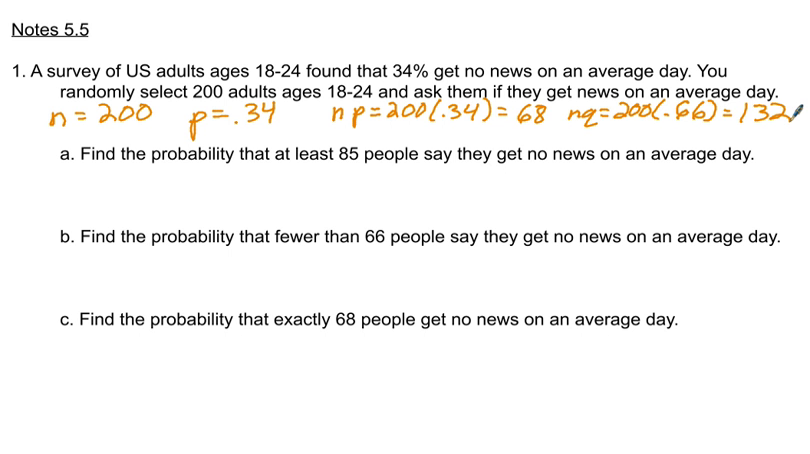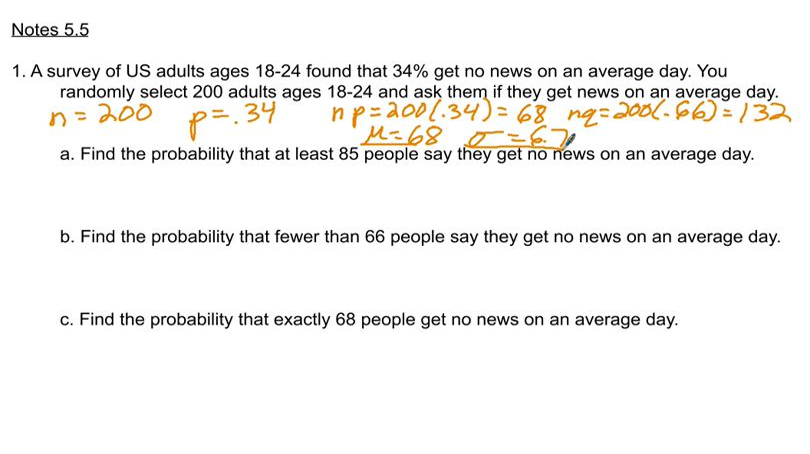We do need the mean, which is 68. So the mean is 68. And the standard deviation is going to be the square root of n times p times q, which will come out to 6.7. Right. So now we have the two key pieces of information, the mean and the standard deviation. We can go on to parts A, B, and C.